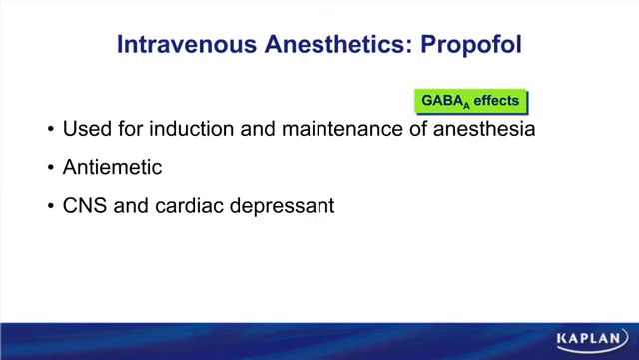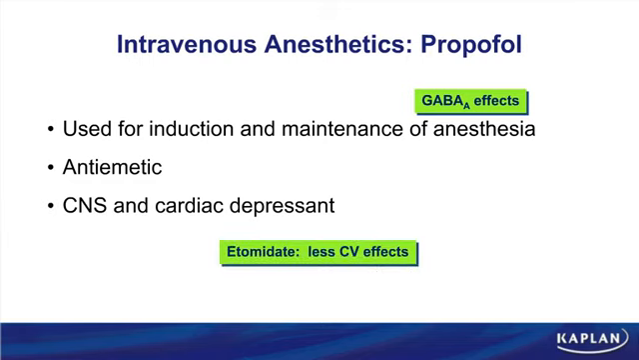It is a CNS and a cardiac depressant, perhaps because of its GABA effects. If we compared propofol to another anesthetic called etomidate, this drug has much less effect on the heart, with fewer cardiovascular effects. This drug is very effective in patients who have pre-existing cardiac disease.